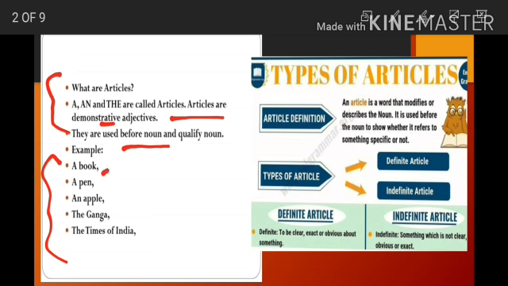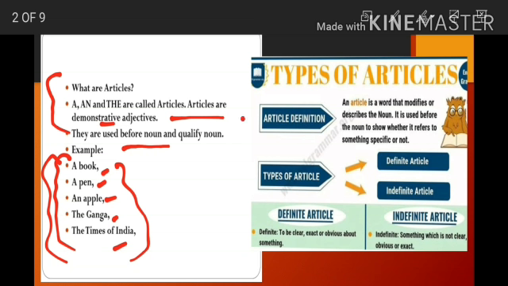So book is a common noun. Pen is also a common noun. Apple is also a common noun. Here Ganga is a name of a particular river. The Times of India. This is also a name of a famous newspaper. And before all these nouns, we have used different articles.